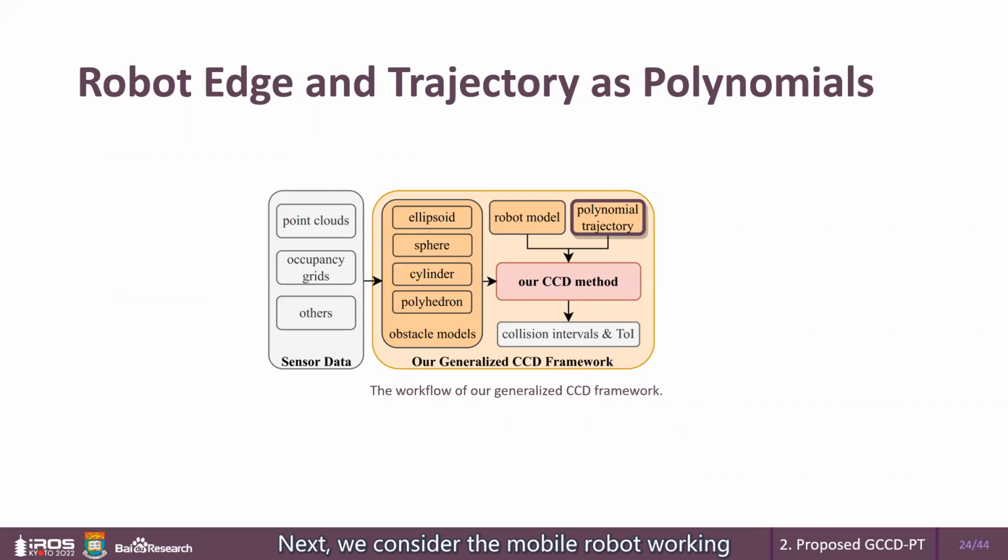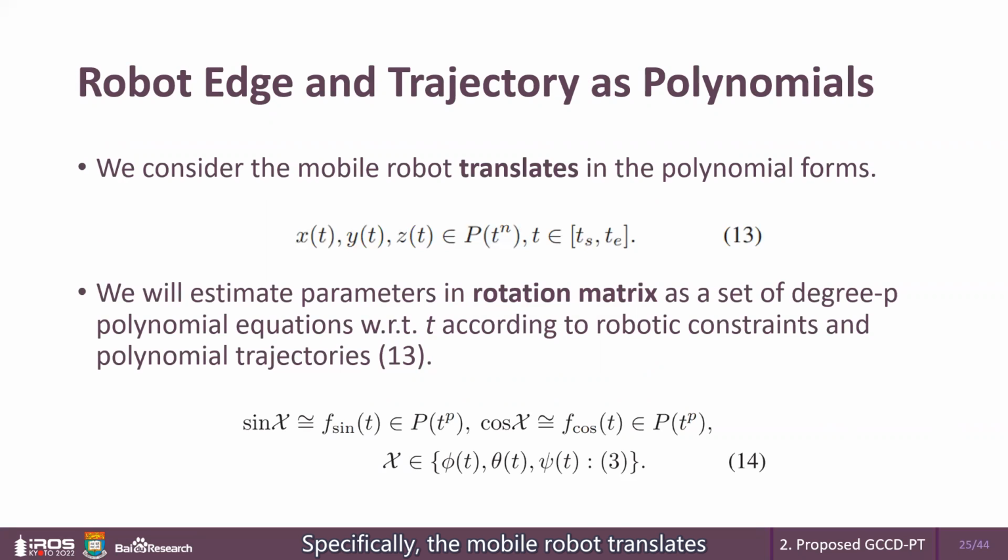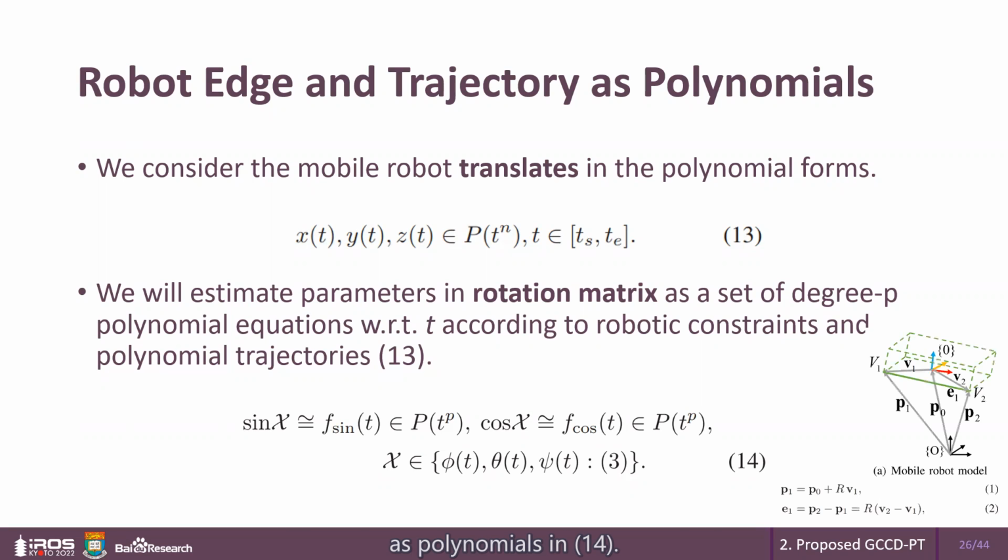Next, we consider the mobile robot working along polynomial trajectories. Specifically, the mobile robot translates in the polynomial form denoted by equation 13. Furthermore, we will estimate the parameters in the rotation matrix as a set of degree p polynomial equations of time t. The sine and cosine can be represented as a polynomial in equation 14.